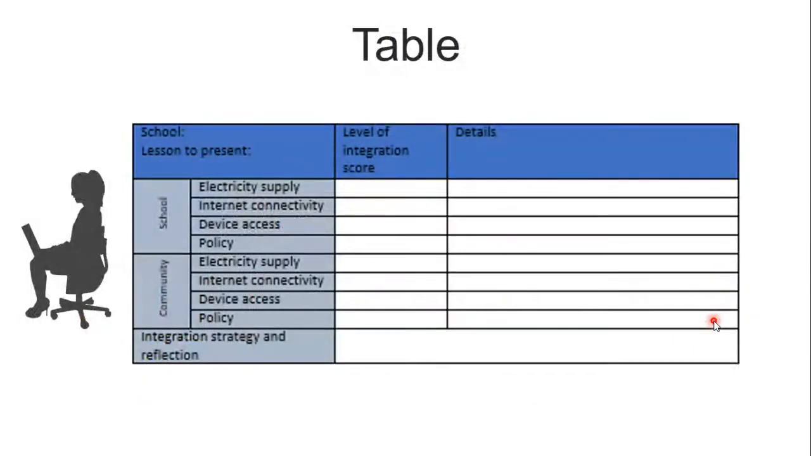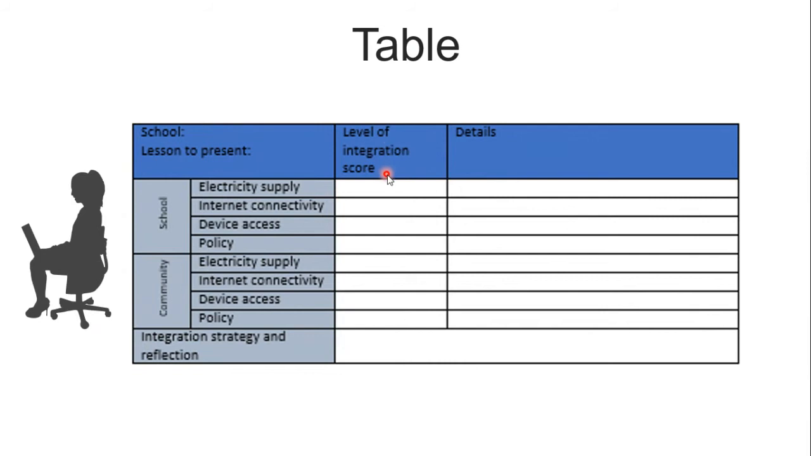So let's just quickly look at this table. So this table is an evaluation of the school, so please indicate your school name here. You earn marks for that. If you do not indicate a school there, you will lose marks. The lesson that you are going to present, I would say here, grade 5 mathematics. My topic is transformations, space and shape transformations.